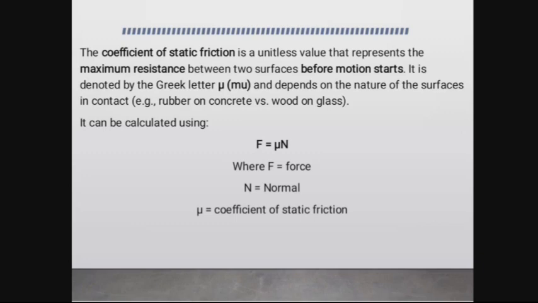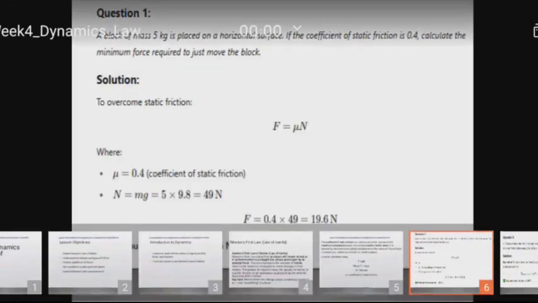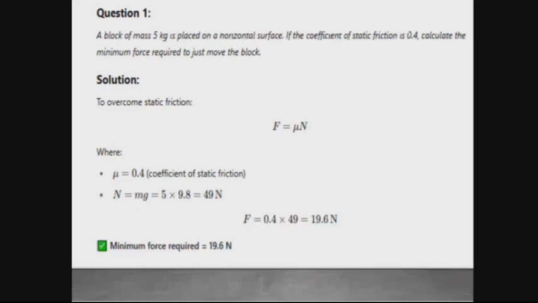From this next slide, we will see how this formula can be applied in questions, or how questions under this topic usually apply. So now this is our question 1. Our question 1 states that a block of mass 5 kg is placed on a horizontal surface. If the coefficient of static friction is 0.4, calculate the minimum force required to just move the block. So this question, they're trying to ask you, if an object has a mass and we want this object to move.